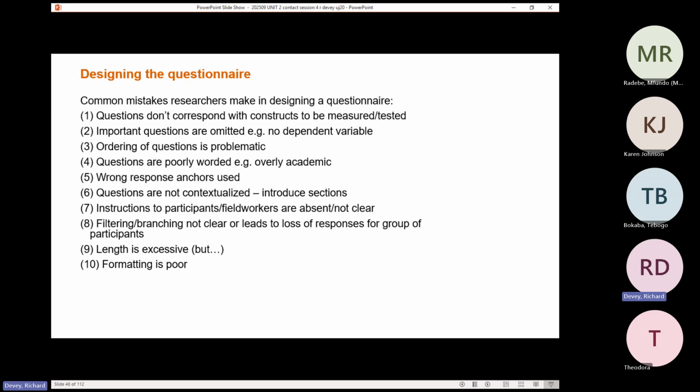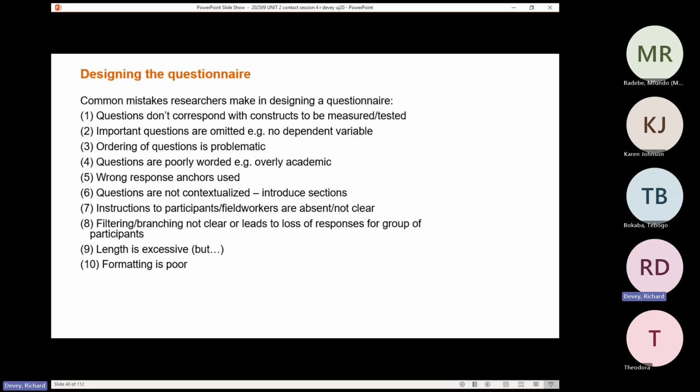The ordering of the questions can be problematic. Sometimes the student will start with a biographical question, then jump to a question about the work environment, and then jump back to another biographical question. So the logical order of the questions is not a very good order. It's very higgledy-piggledy in terms of the content of the questions. Questions are poorly worded and overly academic. Usually the wording is too academic, or it can also just be very long-winded sentences.